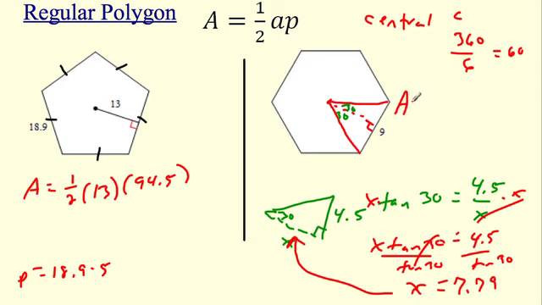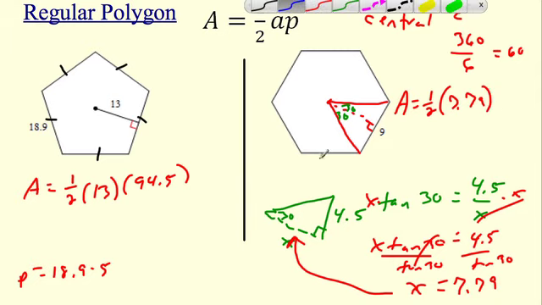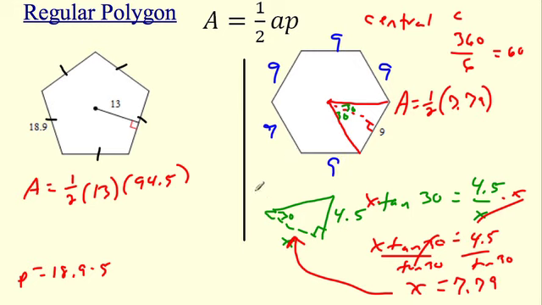So if I do this, I've got area equals 1/2. The apothem was 7.79. What was the perimeter in this thing? Well, perimeter would be 9 plus 9 plus 9, because it's regular, it's all the same. So your perimeter is going to be 9 times 6 is 54, so there's my perimeter.